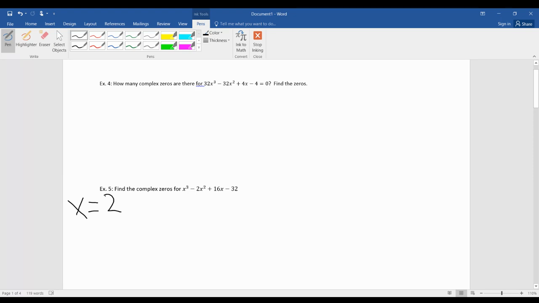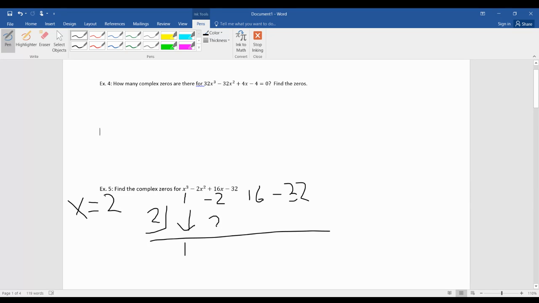So to find the other two, or the complex zeros, we're going to again use synthetic division. Take the 2 and put it in the box. Put our coefficients in front, 1, negative 2, 16, negative 32. And draw our line. Do our synthetic division. Bring down the 1. 2 times 1 is 2. Add, we get 0. 2 times 0 is 0. Add, we get 16. 2 times 16 is 32. Add, we get a remainder of 0.